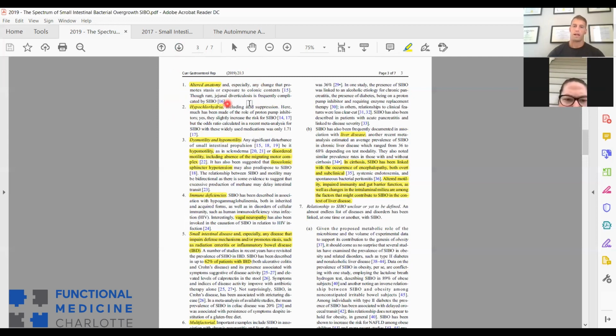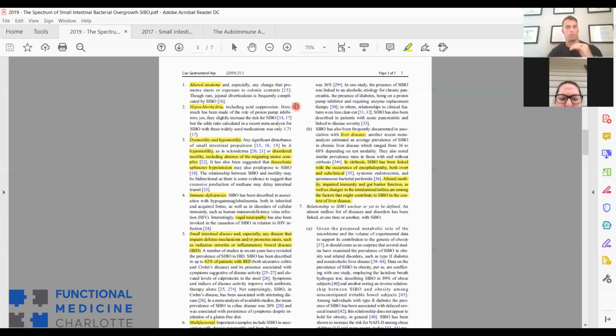One is altered anatomy. So anything that promotes stasis, or basically a slowing down of peristalsis and things moving through the intestines and the colon, can promote SIBO. Because if you don't have that downflowing peristalsis or that downward wave through the GI tract, the purpose of that wave is to move contents through, right?